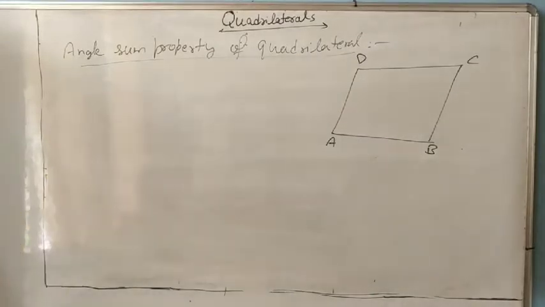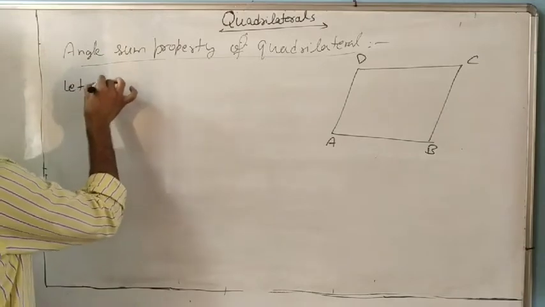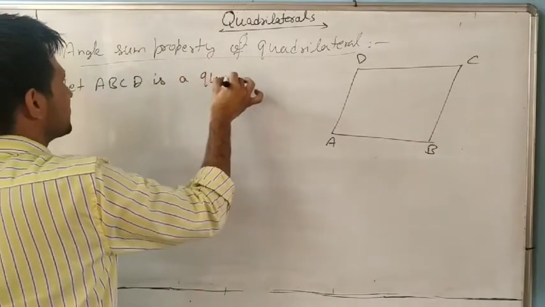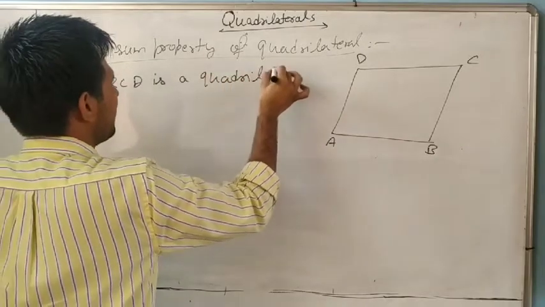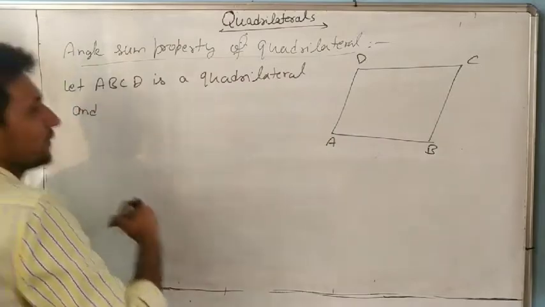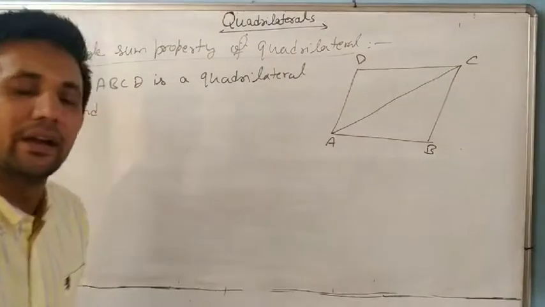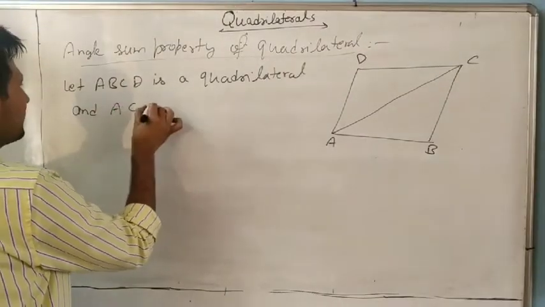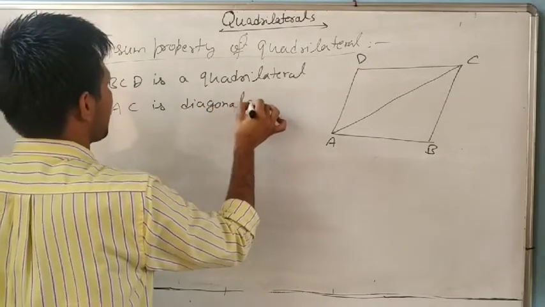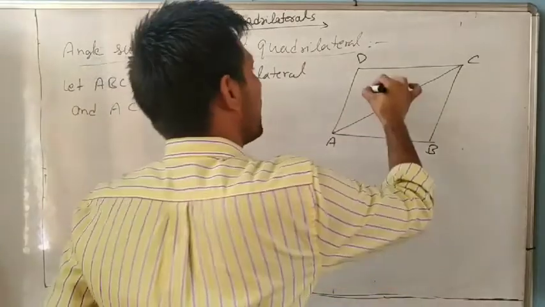Understand or not? So let A, B, C, D be a quadrilateral. Can we join like this, A to C? Yes, why not? AC is a diagonal. And if you take AC as the diagonal, this diagonal divides the quadrilateral into how many triangles?